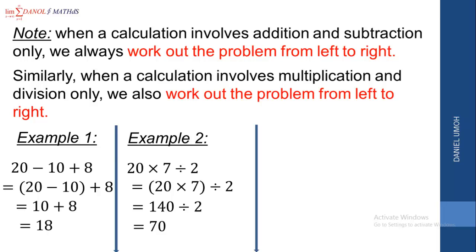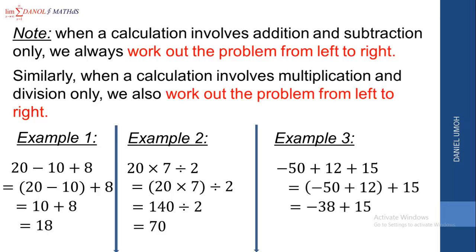Okay, example 3. Minus 50 plus 12 plus 15. So we work out the problem from the left to the right, right? So what do we have? Minus 50 plus 12. We take that together and solve it. Then we add it to the 15. So minus 50 plus 12 gives us minus 38. Of course, you know what we did to get minus 38, right? Because in our previous lectures, we were able to teach you these ones.